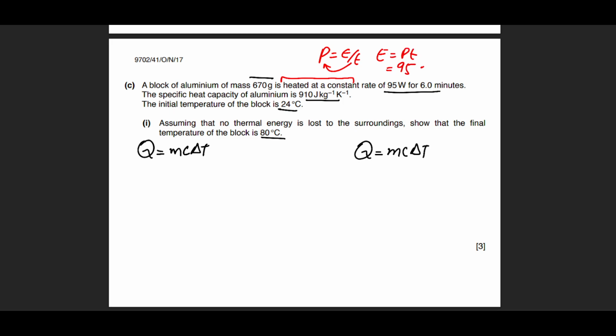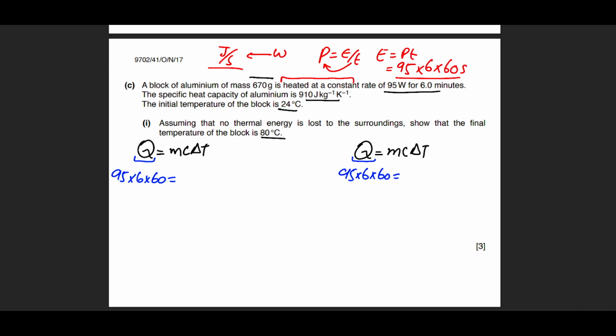Power is 95 watts multiplied by 6 minutes multiplied by 60 seconds. We know that the unit of power, that is watts, is basically joules per second, so time has to be converted into seconds. So in place of Q, the energy supplied, I'll have to replace 95 into 6 into 60, because the energy is coming from the heater. So 95 into 6 into 60 is equal to the rest of the equation.